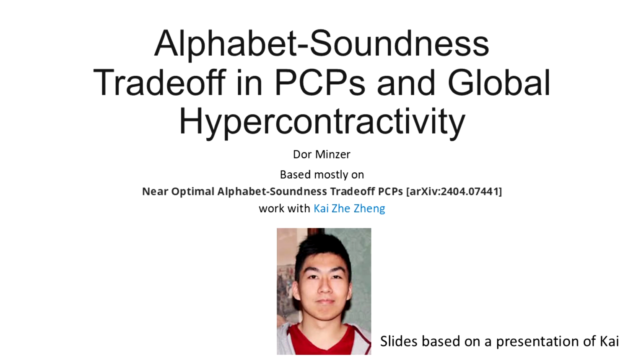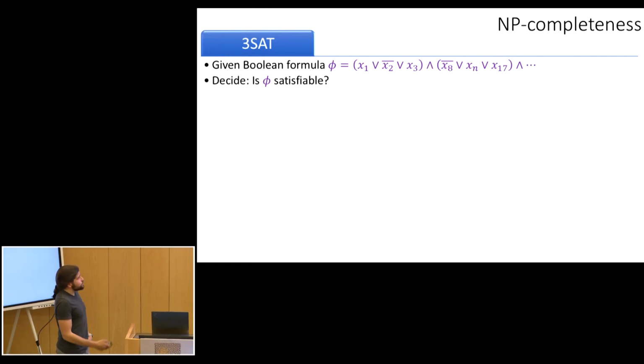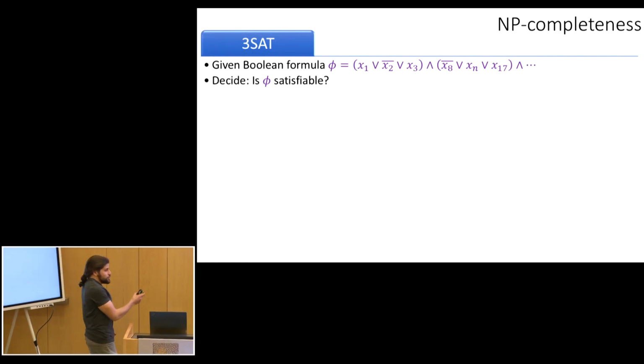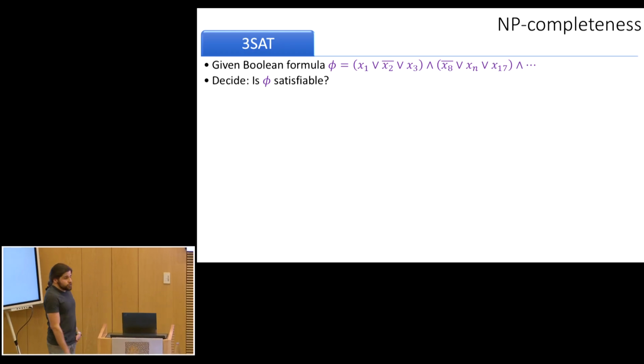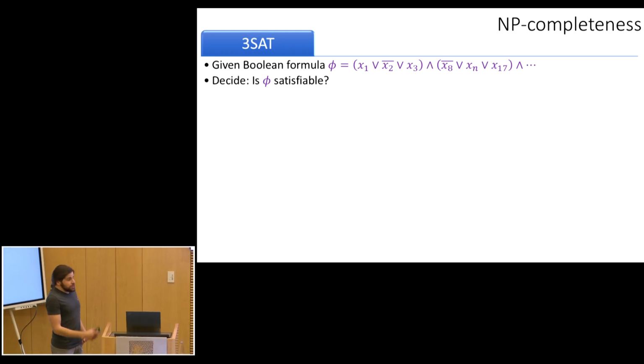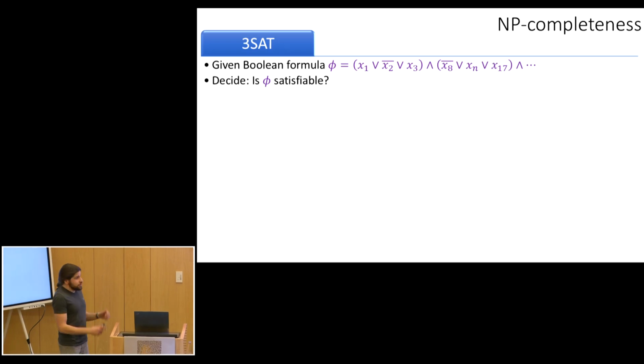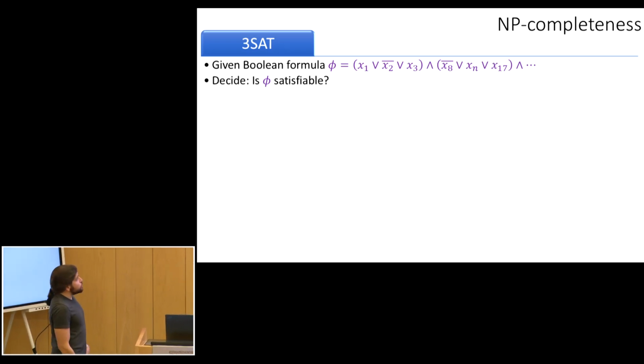So let's start with something very basic, NP completeness. 3SAT, we've seen it in several previous talks. I give you a 3CNF formula. I ask you, is it satisfiable or not? This is the classical decision problem of 3SAT.